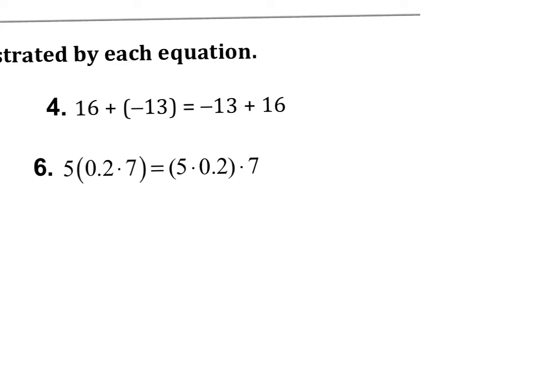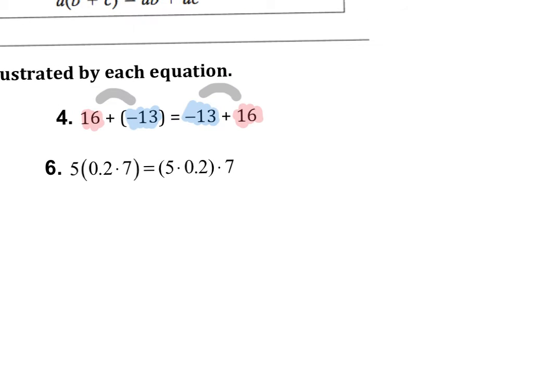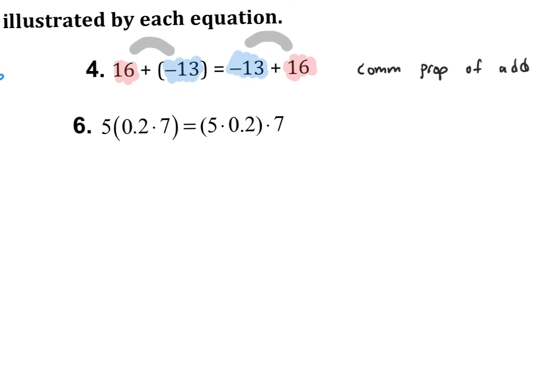All right, continuing on here, let's see what happens. I have a 16 in front, and then the 16 at the end, a -3 at the end, and -13 at the beginning. So essentially what we're doing, we're commuting the terms. The terms are going back and forth, commuting. So this is the commutative property of addition. Again, if you want to abbreviate, you may do so, like so. Commutative property of addition.